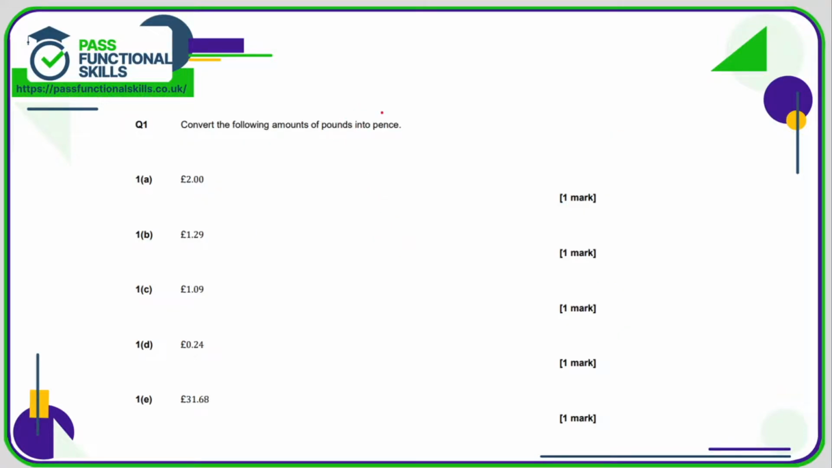We're converting pounds into pence. You know that £1 is 100 pence. So pounds into pence, we're multiplying by 100. But there's a much easier way rather than thinking about, well, what is 2.00 multiplied by 100? Just simply rewrite this number but take the decimal point away. So 2.00 becomes 200 pence.